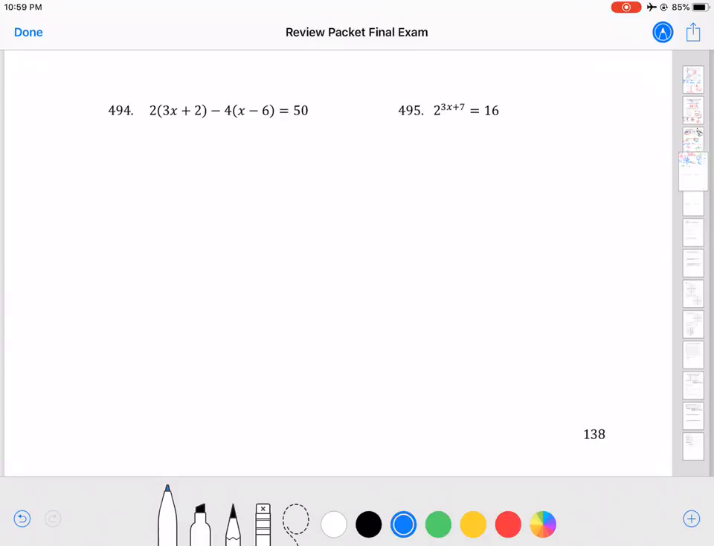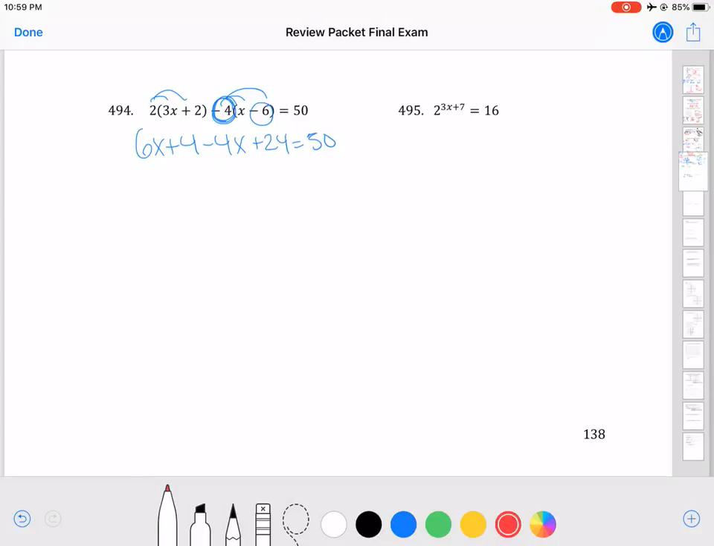Right, 494 is also a linear function because, again, there's no x squared and there's no x in the exponent. So you just have to do what you know to get x by itself. For this one, I have the distributive property that I have to start with. So first I have 2 times 3x, which is 6x, and then 2 times 2 is a 4. Over here I have a -4 being distributed through. Watch out for that negative sign. -4 times x is a -4x, and then -4 times this -6 is a +24, and that is equal to 50.